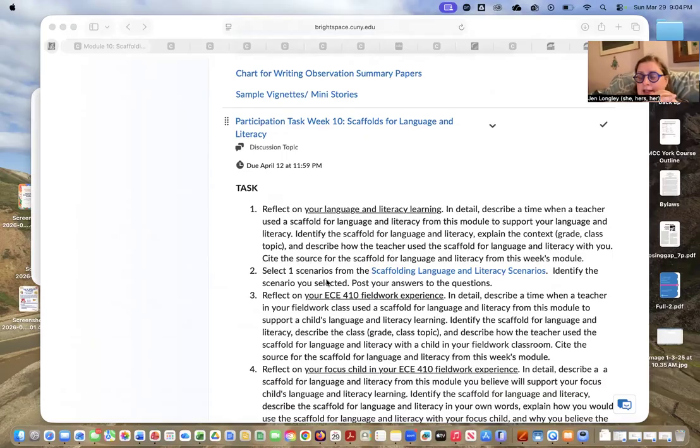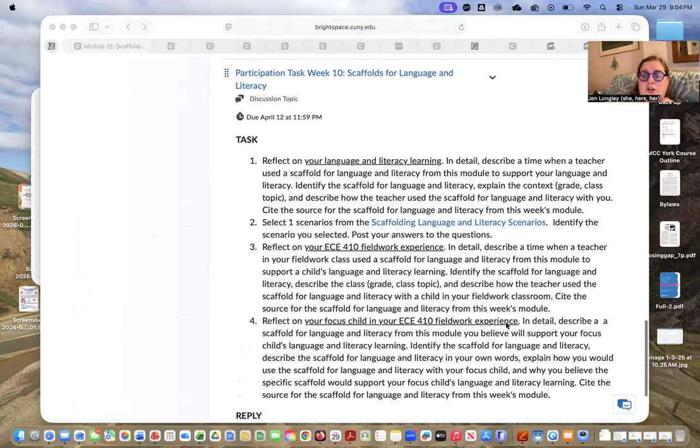Think about your 410 fieldwork experience. Describe a time when a teacher from your fieldwork experience has used a language and literacy scaffold from this module to support a child's language and literacy learning. Identify the scaffold, describe the setting and the class and the context. Describe how the teacher used the scaffold and cite the source.